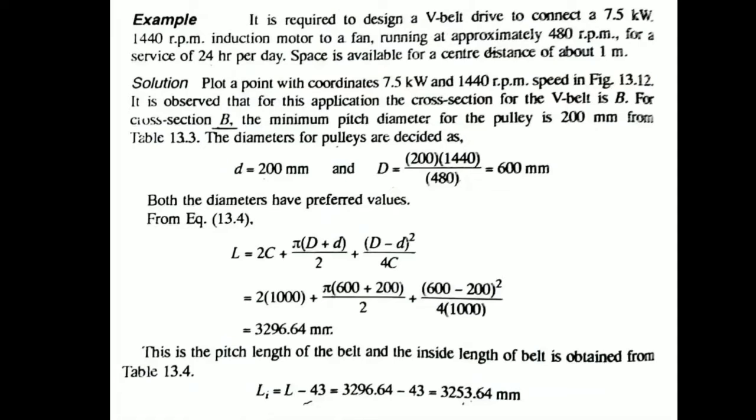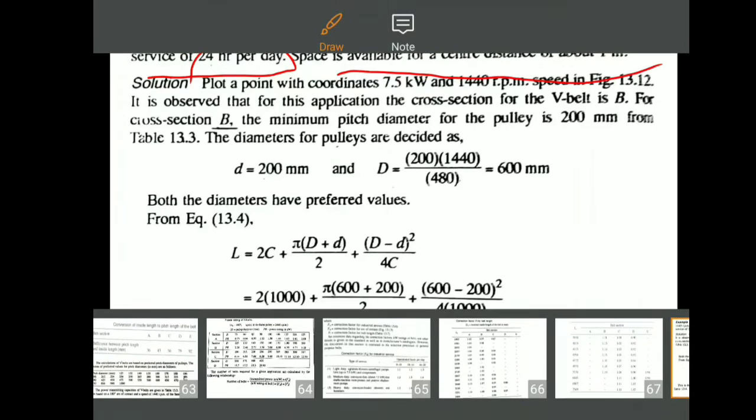Clear? So we'll solve the numerical. Please listen carefully, understand, and then solve from your side. I'll read the numerical. It is required to design a V-belt drive to connect 7.5 kilowatt power at 1440 rpm, that is the smaller pulley rpm, induction motor to a fan running at approximately 480 rpm, that is the bigger pulley rpm, for a service of 24 hours per day. So according to this, we need to select FA, the correction factor. Space available for a center distance of 1 meter, 1000 mm.